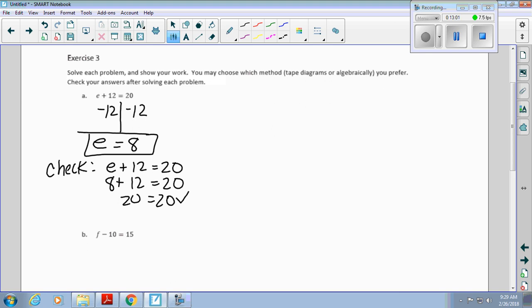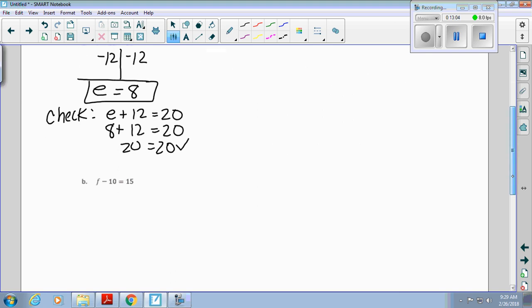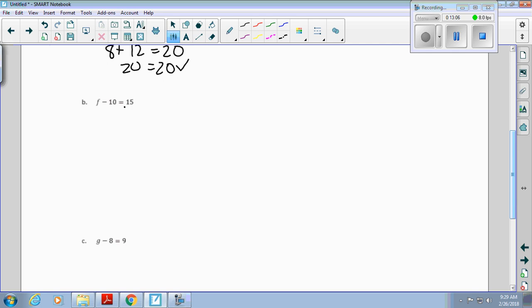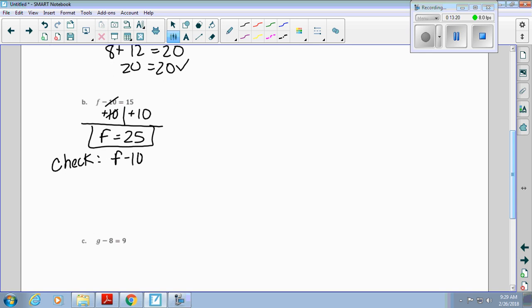All right, the next one, F minus 10 equals 15. Again, upside down T-chart, you're going to add 10 to each side, do the inverse operation. So you're going to get F equals 25. All right, your check should look like this. F minus 10 equals 15. 25 minus 10 equals 15. And that is 15. 15 equals 15, and that checks out.